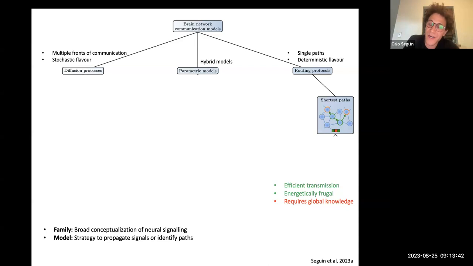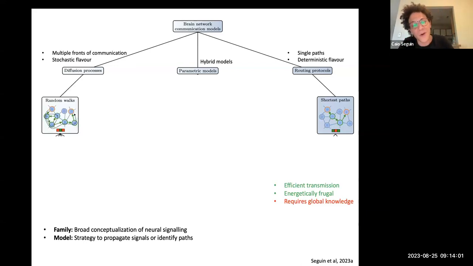The problem with shortest paths is that for you to know the shortest path between two nodes of a network, you actually need to know the entire network. So this is what I call that it requires global knowledge of the network. If you wanted to compute the shortest paths, you need to have access to the entire network.